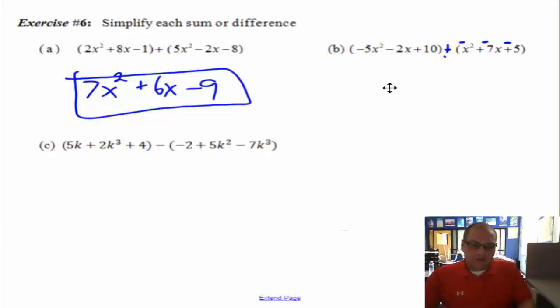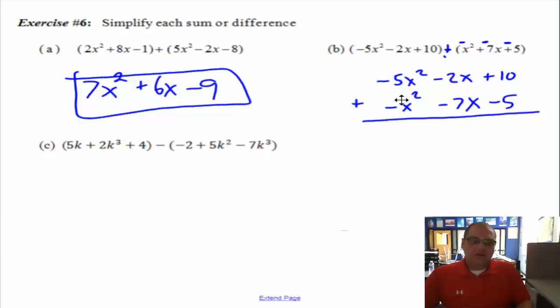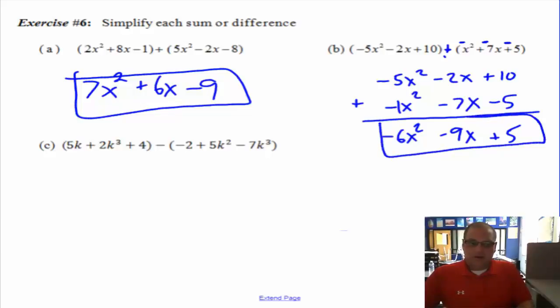Okay, so now we're going to say, all right, we have negative 5x squared. You got to be very careful with these. Negative 5x squared minus 2x plus 10. And then here we're going to say plus negative x squared. Now we don't have to worry about any distributing because we already did it. Minus 7x minus 5. So you change all the signs, then do it vertically. Now, it's nice and clean. You're just combining like terms. A negative 5 plus a negative 1, there's a 1 there, is negative 6x squared. And this is negative 9x, and this is plus 5. So, pretty simple. I know you guys have done this before, so hopefully you're well versed here.